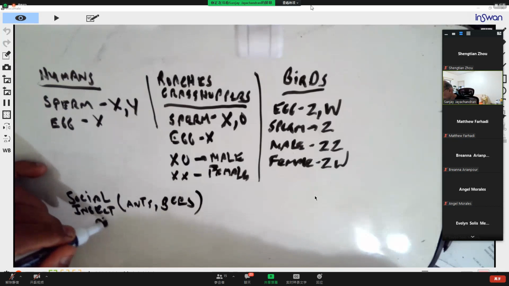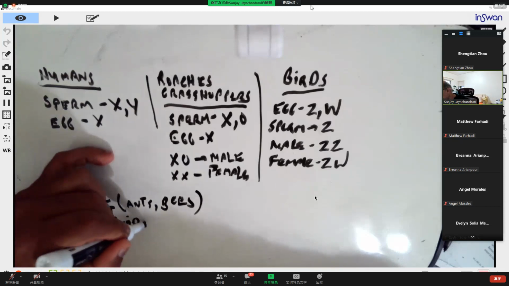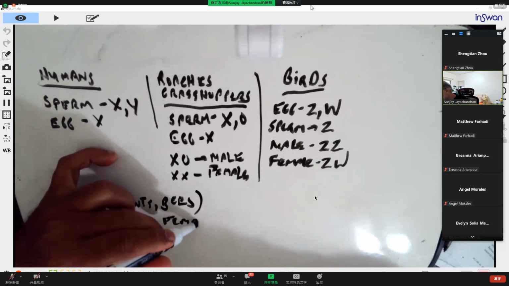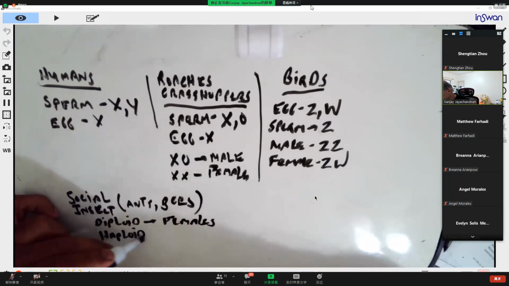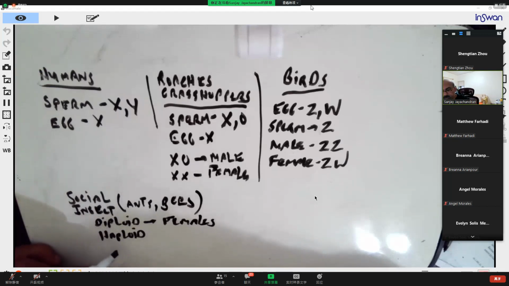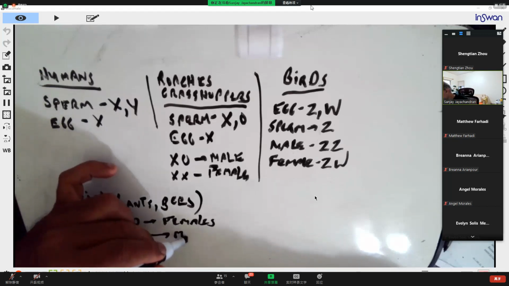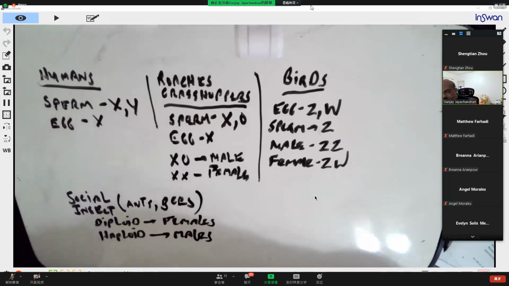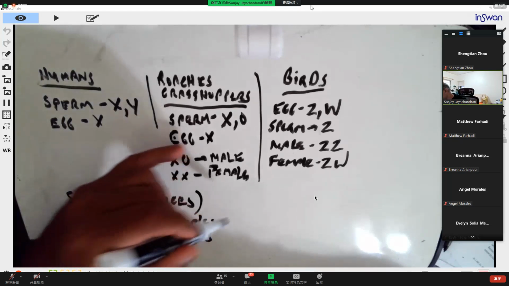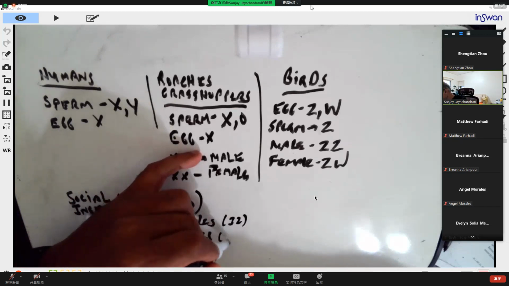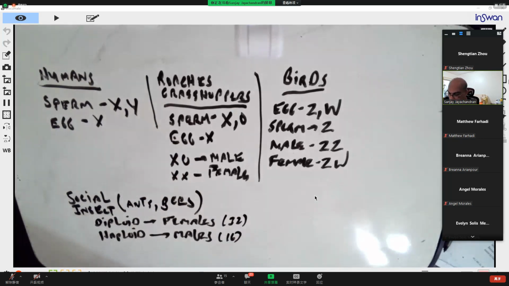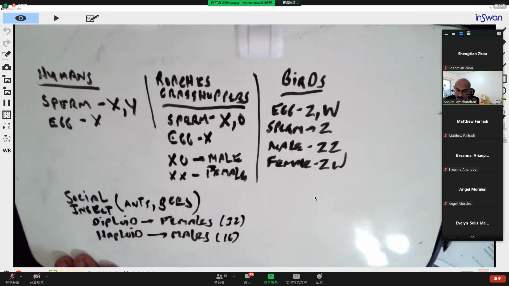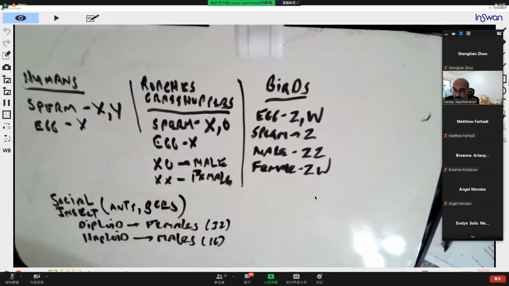So if they're diploid, a fertilized egg, they turn into females. If they're haploid, an unfertilized egg, a fatherless egg, they all turn into males. Right? So if they had 32 chromosomes, let's say this was 32, the haploid number would be 16. So if they had 32, fertilized eggs, they all turn into females. If they had 16, they all turn into males. No sex chromosome, but number determines sex.